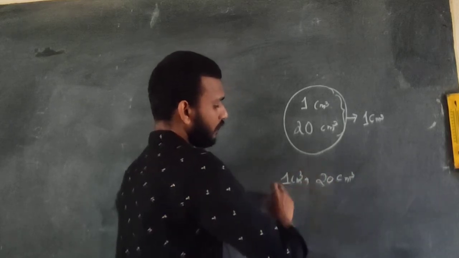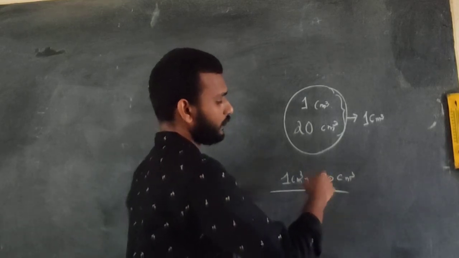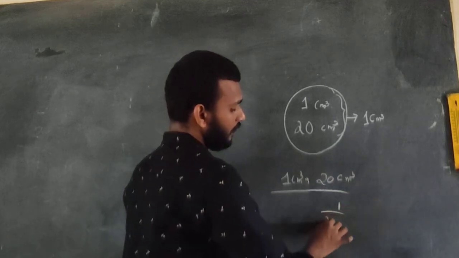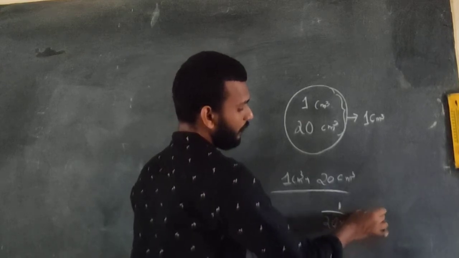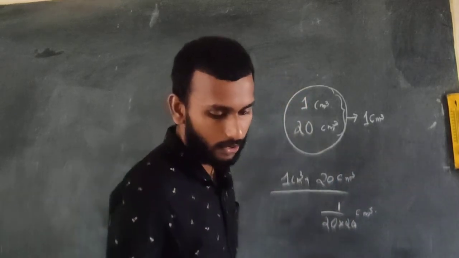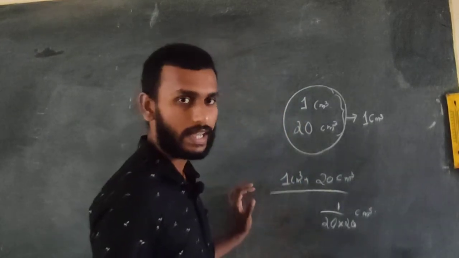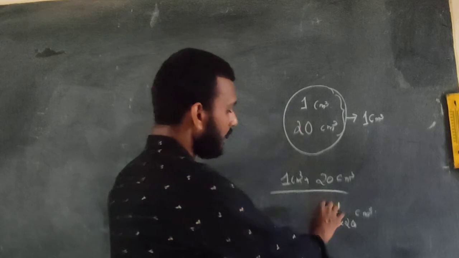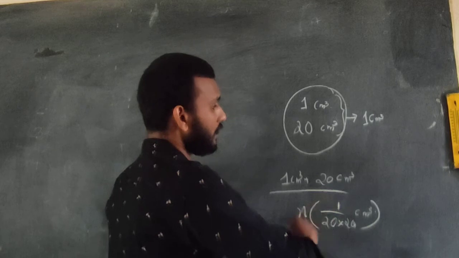So, the volume of oleic acid in the last solution will be 1 divided by 20 into 20 centimeter cube. That will be the volume of the oleic acid for 1 drop. Suppose n drops are there, then it will be multiplied by n. So, this will be the volume.